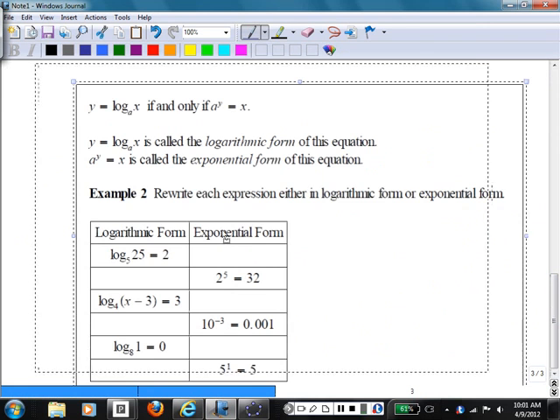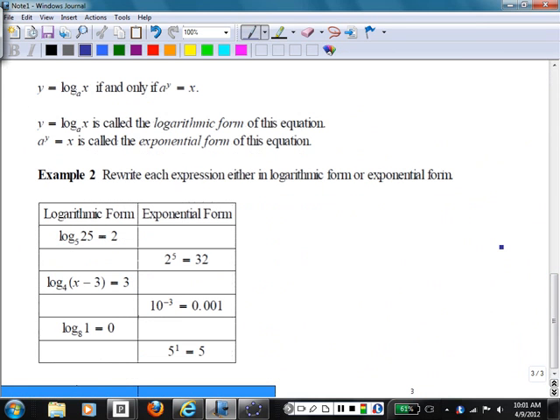Is this. y equals log base a of x. Little a is the base, x is the argument, and y is the value of the logarithm. y equals log base a of x if and only if a raised to the y power equals x. What we have is two different but equivalent ways of saying exactly the same thing, describing exactly the same relationship among these three quantities, a, x, and y.